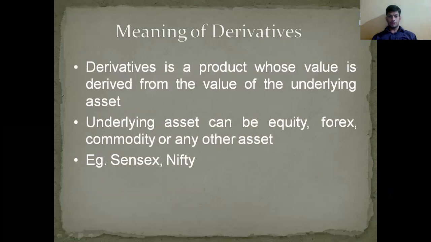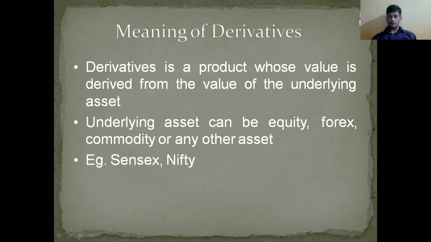So what is a derivative? A derivative is a product whose value is derived from the value of an underlying asset. It means if you want furniture, then wood is compulsory. If you want good food, then groceries are compulsory. A derivative is a product that depends on another product and through which we make money. Underlying assets can be equity, forex, commodity and other assets.